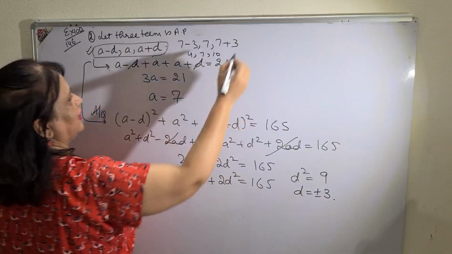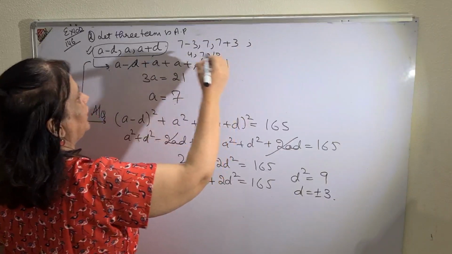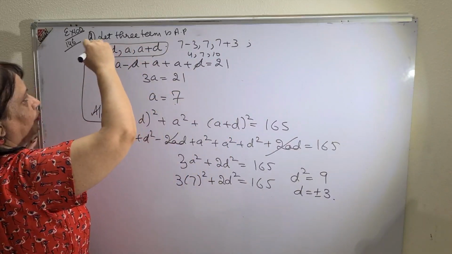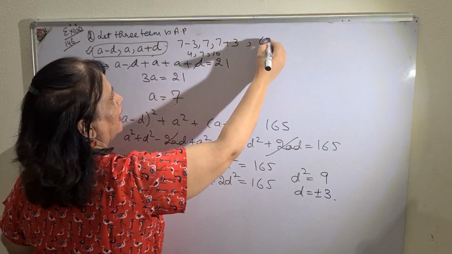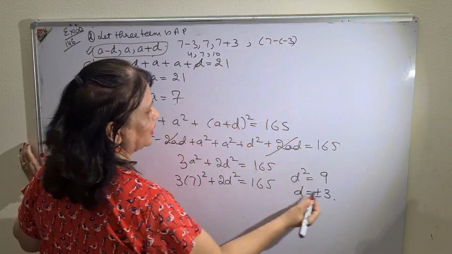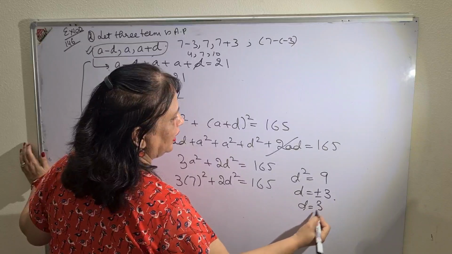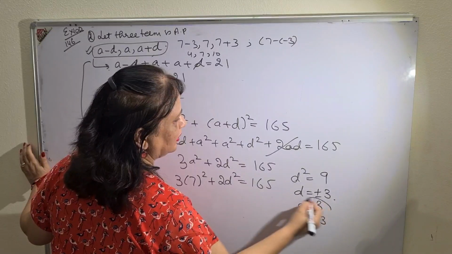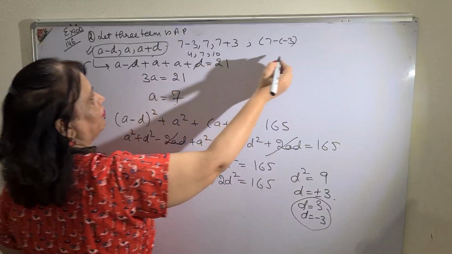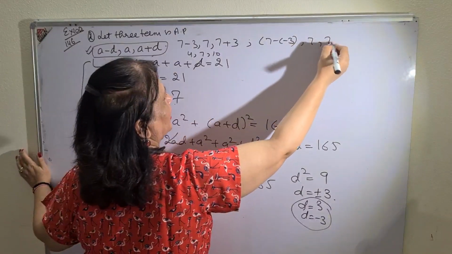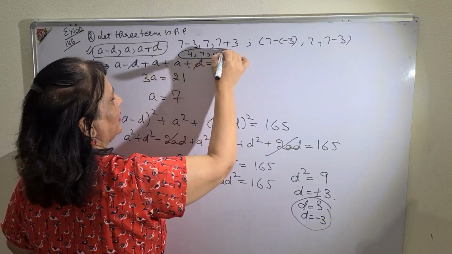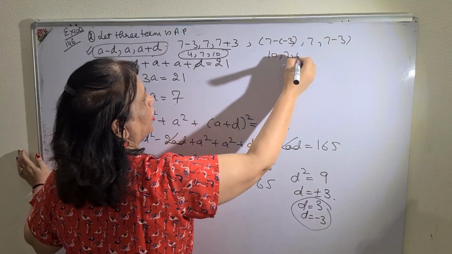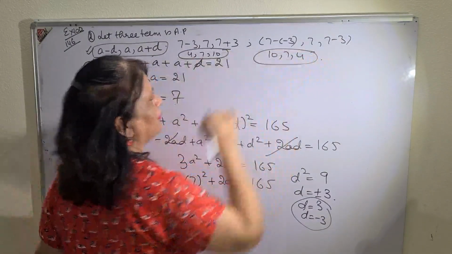Again you will put minus 3. Then your series will be 7 minus minus 3, 7, then 7 minus 3, because first time I took d to be 3, then I took d to be minus 3. Please remember that. So you will get 2 forms of AP. First is 4, 7, 10, then 10, 7, 4. Both the answers are to be mentioned.